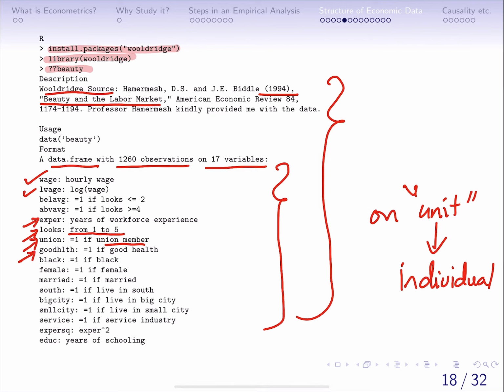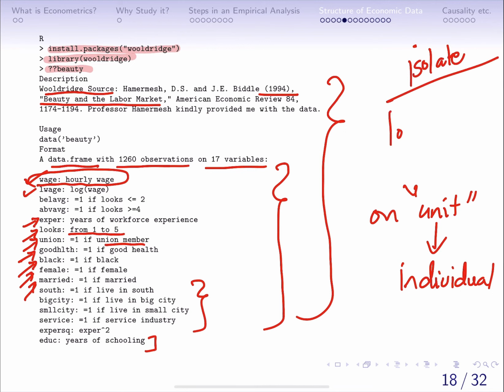Then there's whether the person has good health or not, the race of the individual, gender, marital status, and where they live. There's some information on that, and also their education. So maybe all of these factors affect wages. If we really want to isolate the effect that looks has on wages, we want to control for all of those factors, or keep all of those factors fixed.